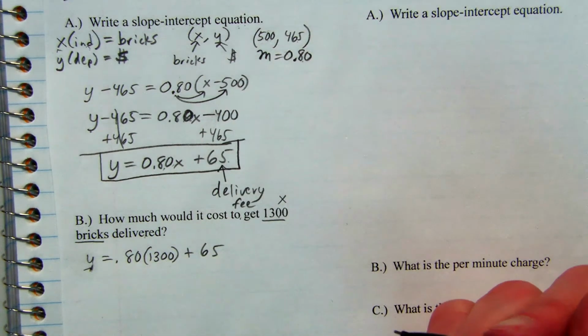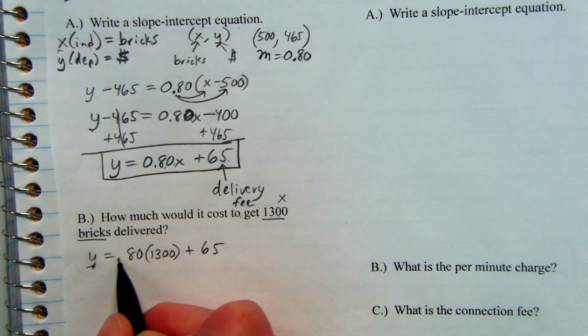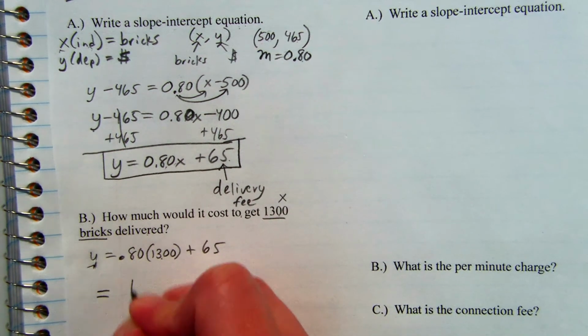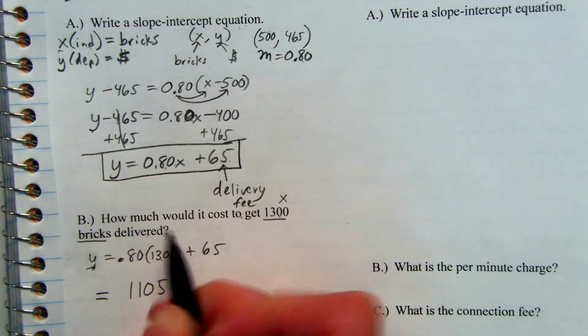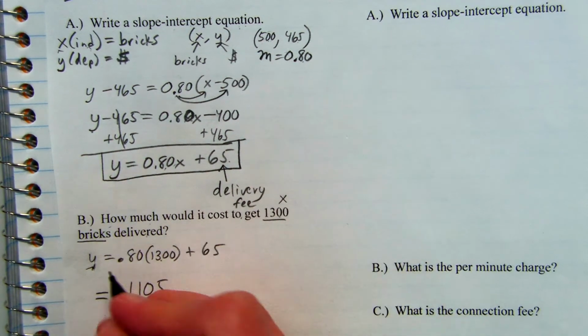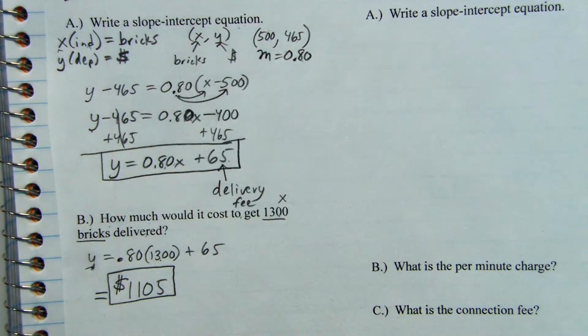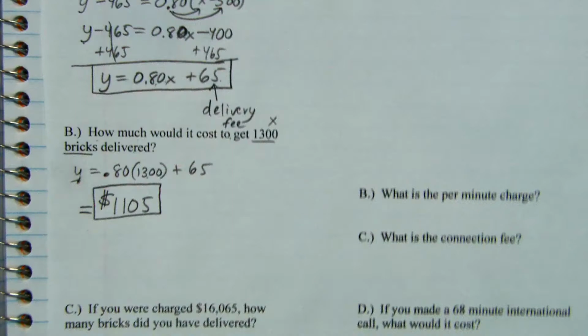I have no idea. All right, so if I do this really quick, 0.8 times 1,300 plus 65 on my calculator, I come up with 1,105. Remember, they're asking us how much it would cost, so my label on here is dollars. That's how much I'm going to pay for 1,300 bricks.